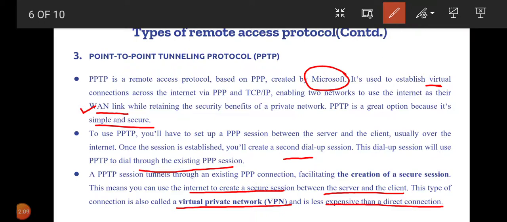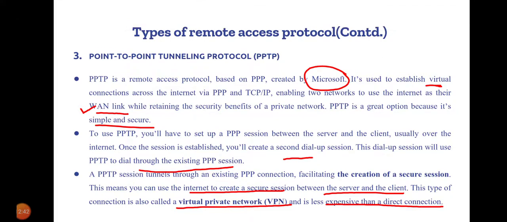So initially, in point-to-point protocol or point-to-point protocol over Ethernet, we had a direct connection, that is a point-to-point connection between the client and server. Here we have a virtual connection. We can also have a virtual connection, and we call that a virtual private network or a VPN, which is much less expensive than a direct connection. Moreover, it is secure as we can tunnel in through the existing point-to-point connection in order to create a safe and secure session.